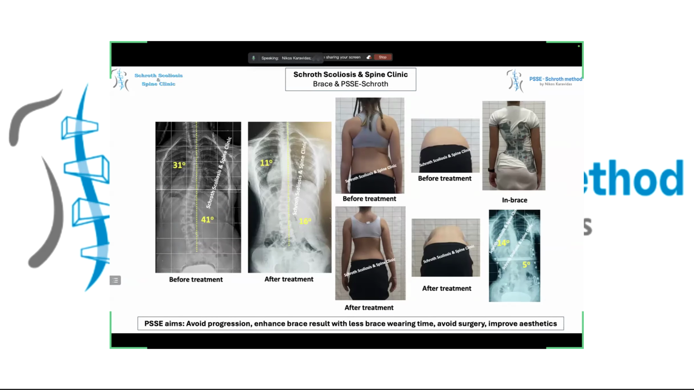Even in more severe scoliosis, above 40 degrees, we can have a very successful treatment outcome with proper treatment with brace and PSSE-Schroth exercises, like with this girl from Albania, from 31 to 11 and from 41 to 16. And this X-ray is out of brace for at least 24 to 48 hours. This is the in-brace X-ray, so you can see how significantly this curve was corrected in the brace. The patient was compliant with brace and exercises, and we got a perfect treatment result for her.